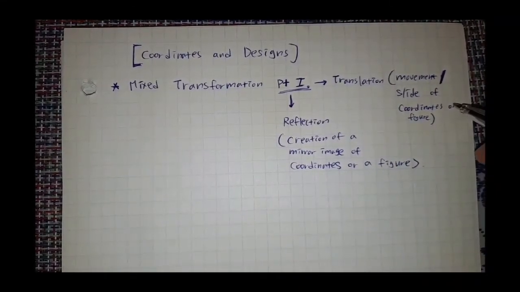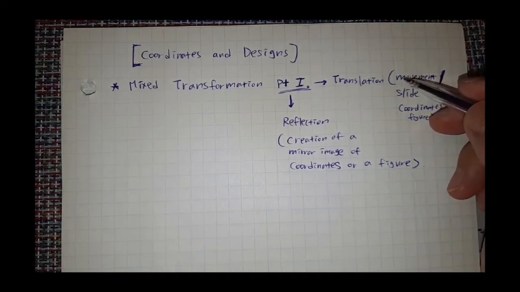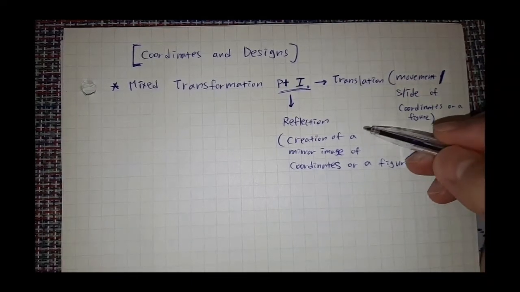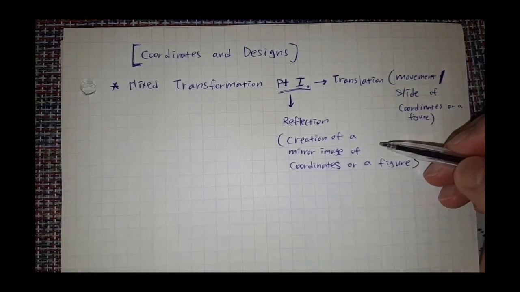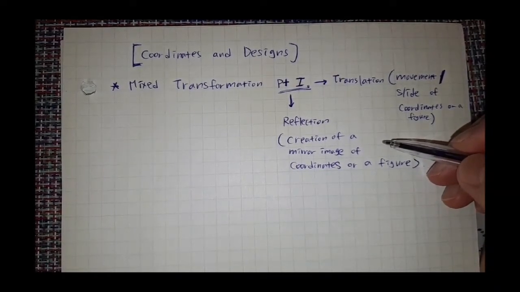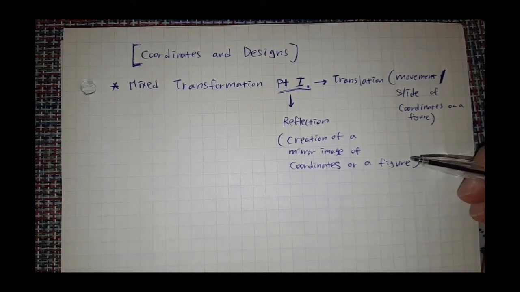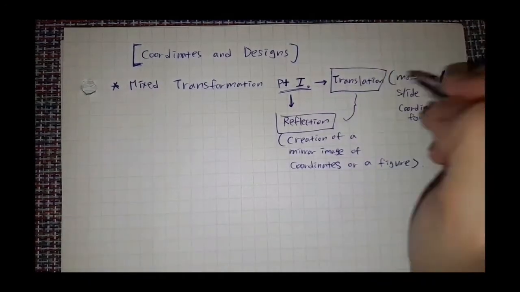Even though I put coordinates or figure, you may notice that if you have a question to deal with movements, slide how many to the right or left, or reflect the image about the y-axis, x-axis, or x is equal to something, y is equal to something, you will know that a figure is a combination of a bunch of coordinates. So that's why both cases are available, but I want to emphasize more on figure. So we're going to combine translation and reflection together.